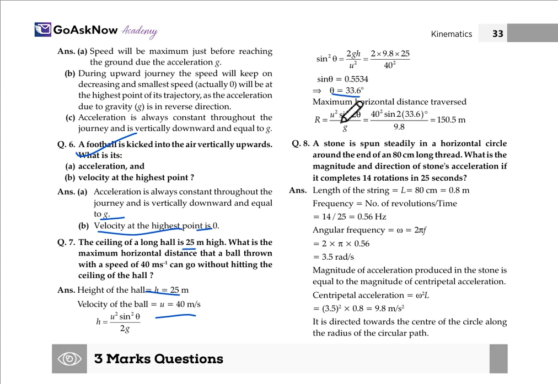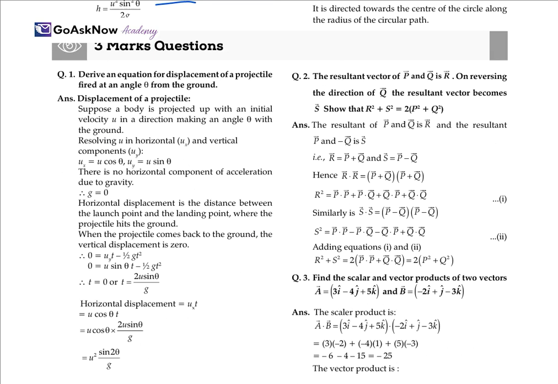So H is equal to 500. The speed of the cannon is also given. So this is the given data. For the minimum time of the packet, it should just graze the top of the hill with a vertical component. We'll put the values. We get u is equal to root of ux square plus uy square.